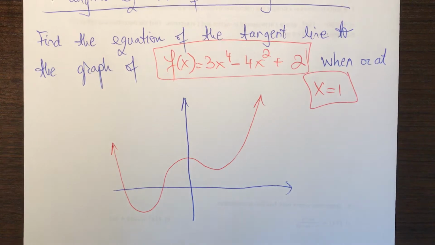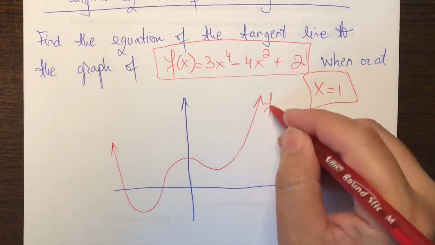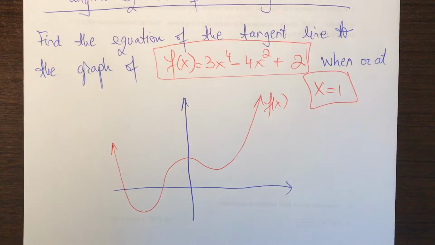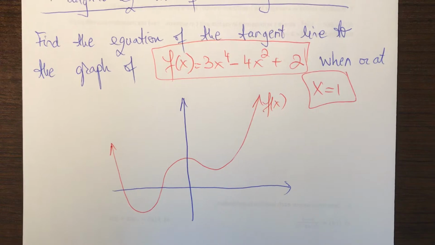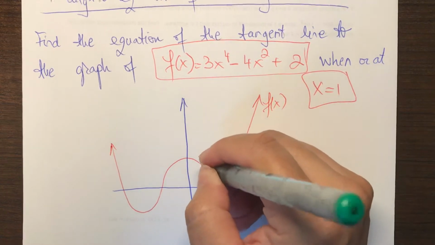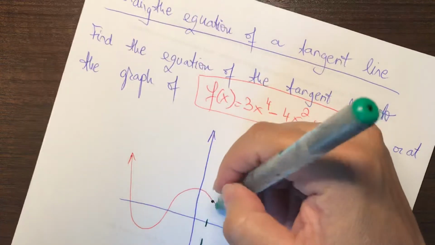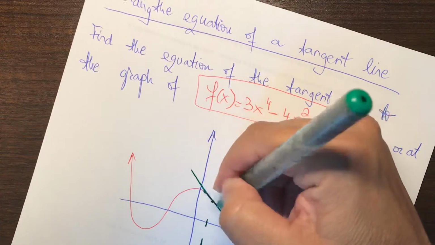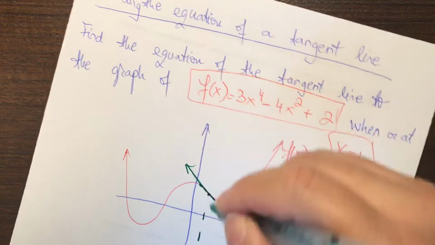Okay, so the question here is, what is the equation of the tangent line to this graph when x is equal to 1? Now when x is equal to 1, let's say about here, what will the tangent line to this graph look like? Well, there it is. Yes.